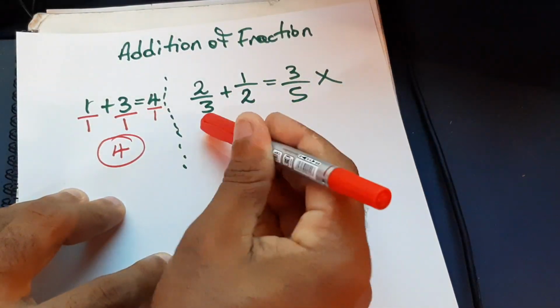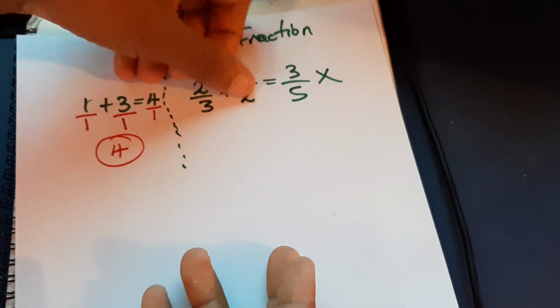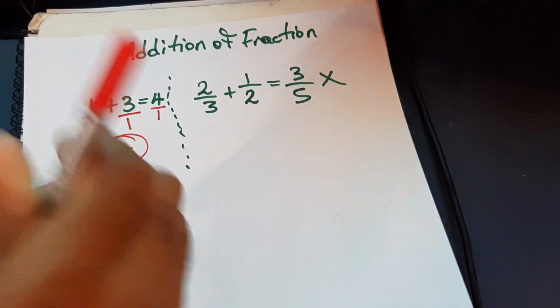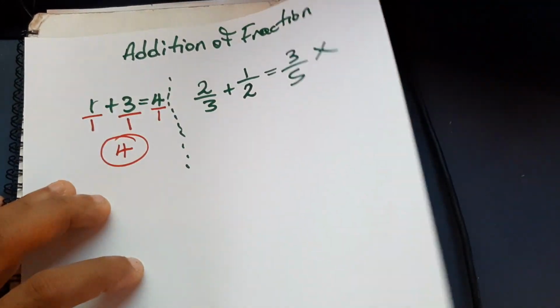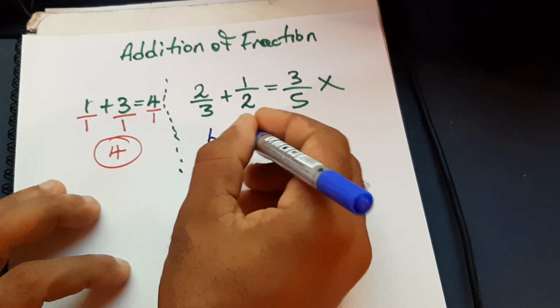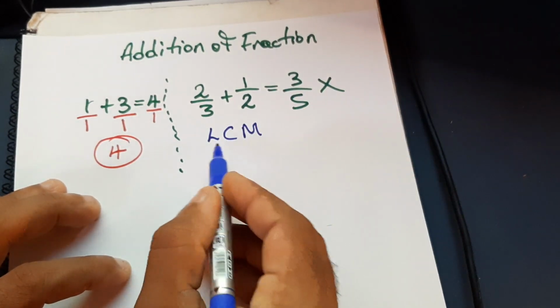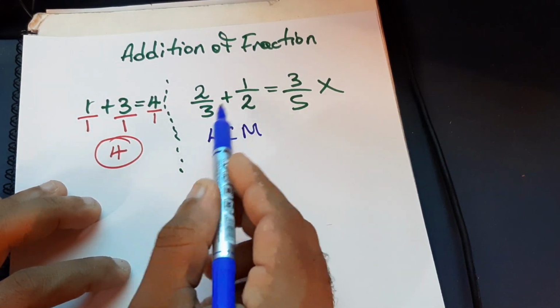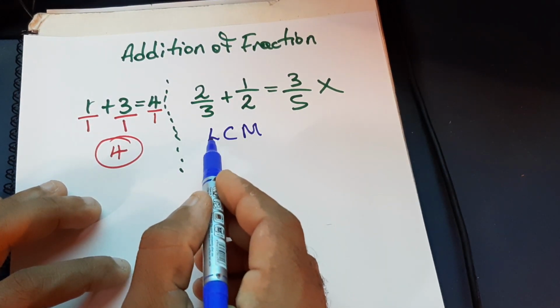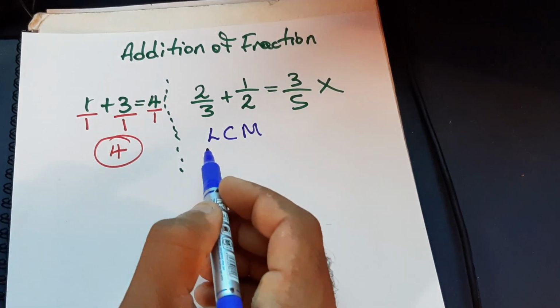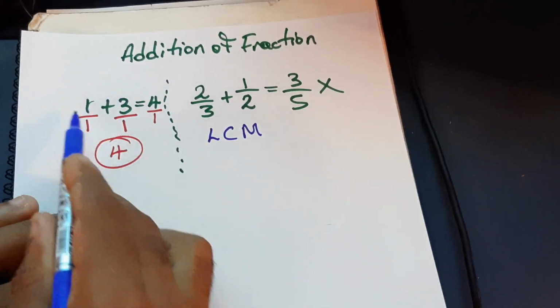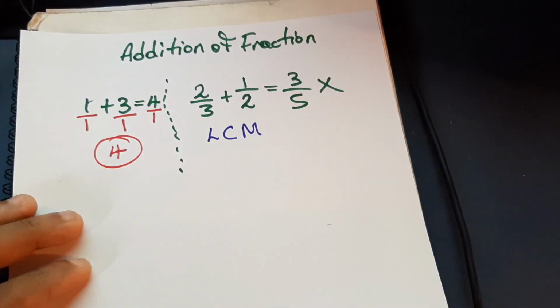Now, let's see. 2 and 3. How can I get the denominators for these two fractions to be the same? We have something they call LCM, which means lowest common multiple. Before we can add these two fractions, we first need to find the lowest common multiple. And why do we find the lowest common multiple? Because we need the denominators to be the same before we can add them, just like how we add the whole numbers.